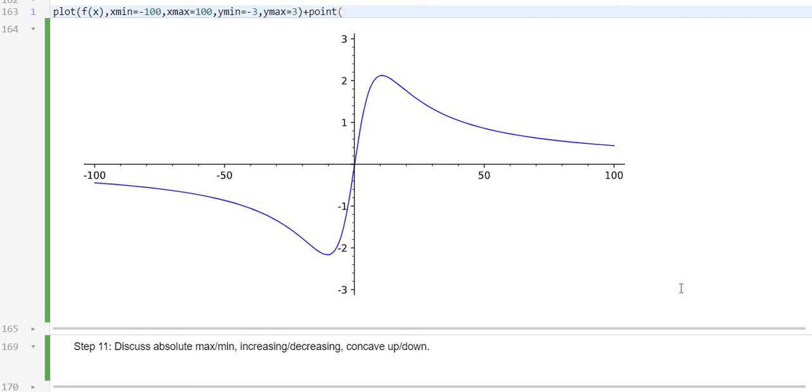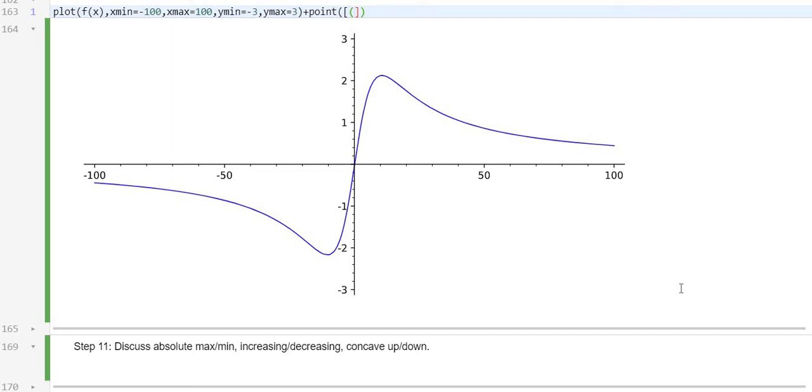some points on here. All those important points I want to see on this picture. So to do that, we'll use the point command. So add on points. Now I don't want just one point, I want a whole list of points. So to get a list, I need square brackets. Square brackets is a list. Within this list, I'm going to add the points I want to graph.